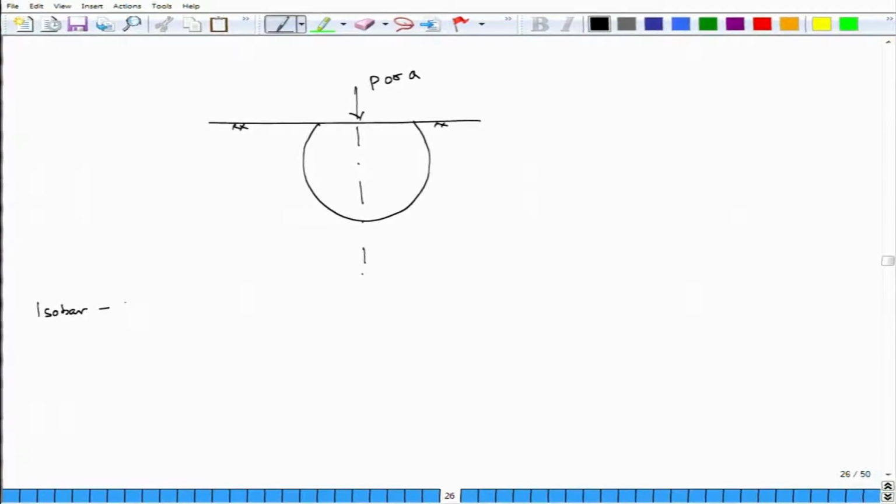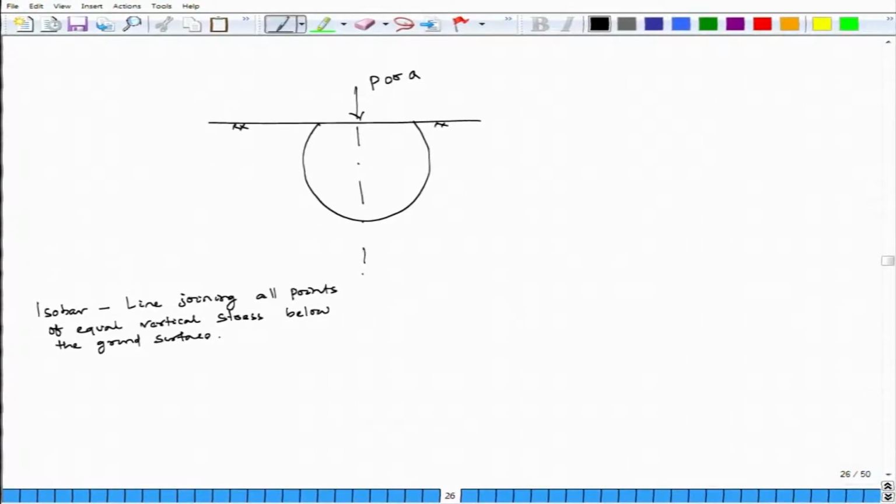I am just writing it out: line joining all points of equal vertical stress below the ground surface. So, a line joining all points of equal vertical stress below the ground surface.